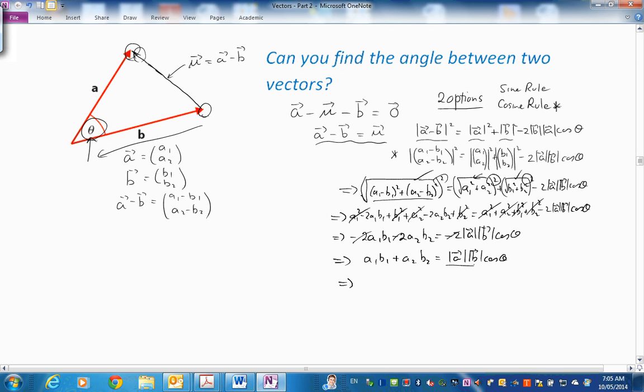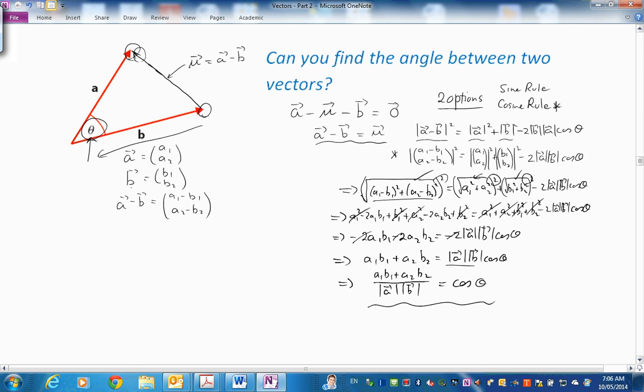Let's divide by these two. So A1 B1 plus A2 B2 divided by their two lengths, without putting all the squares in, is the cos of theta. Now that's interesting. What does that say to you?